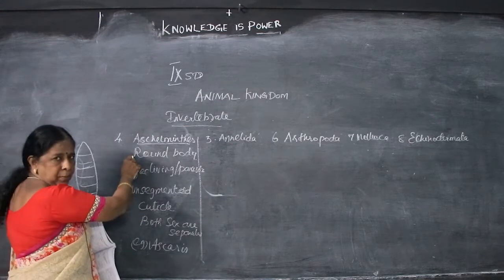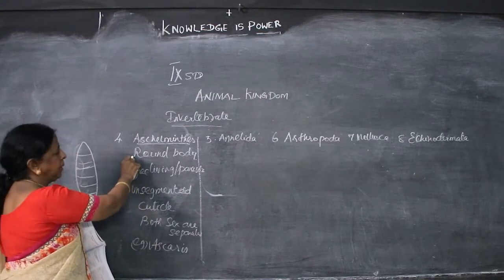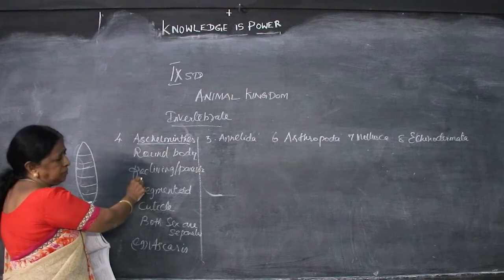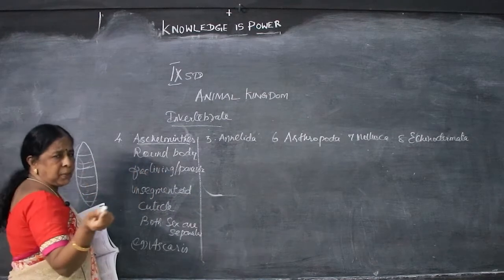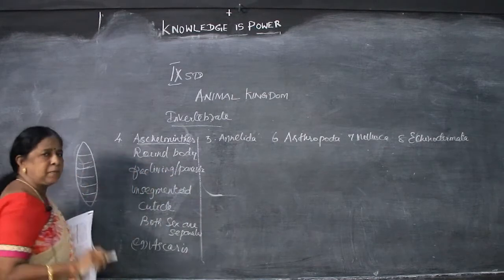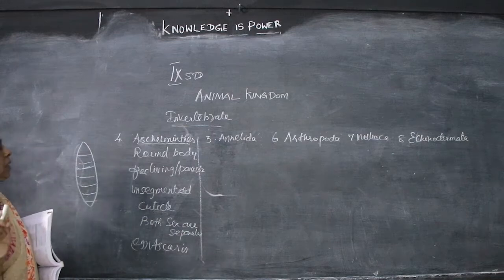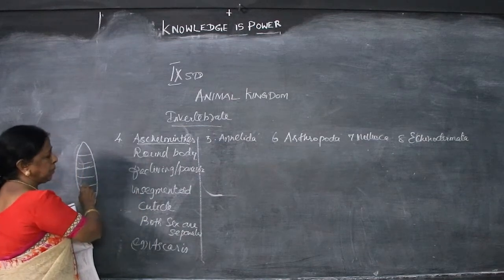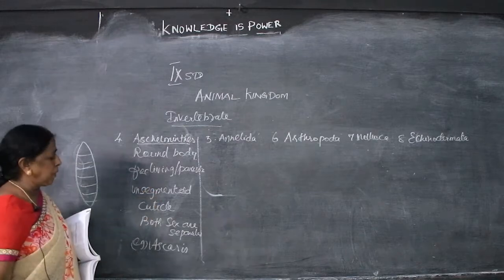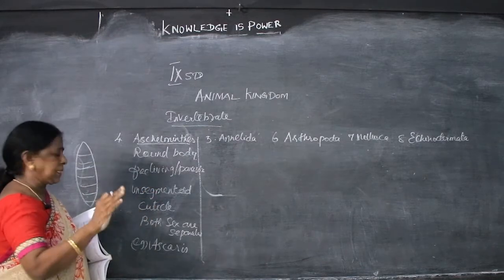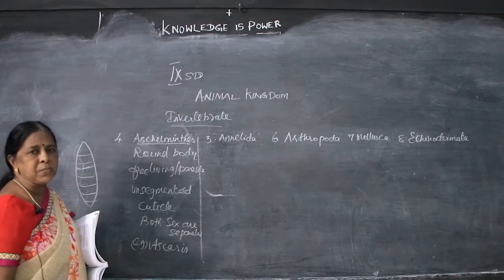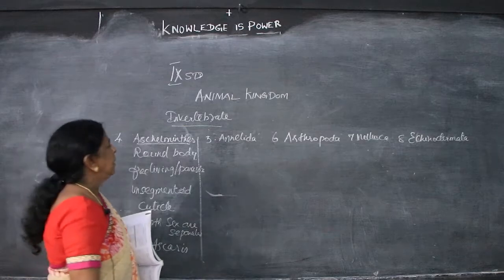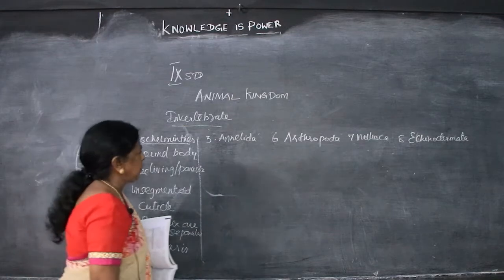So, what I said about Aschelminthes, it's a round body, free living organism. When it attacks another person, it's a parasite. It affects only living organisms, not dead organisms. It is unsegmented, there is no segment in the body. The body surface is covered by cuticle. We can separate the sexes, and the example we have to see is Ascaris. That is male Ascaris, female Ascaris you can see.